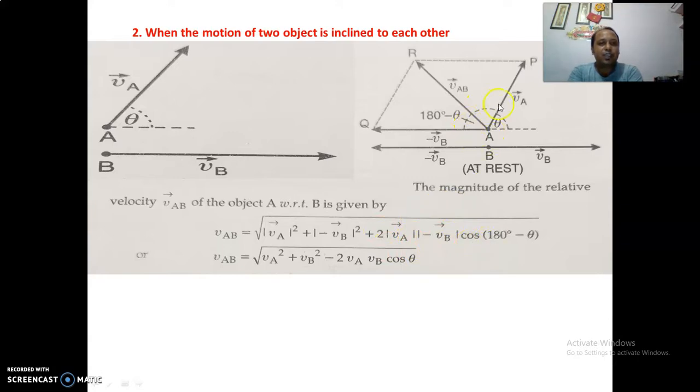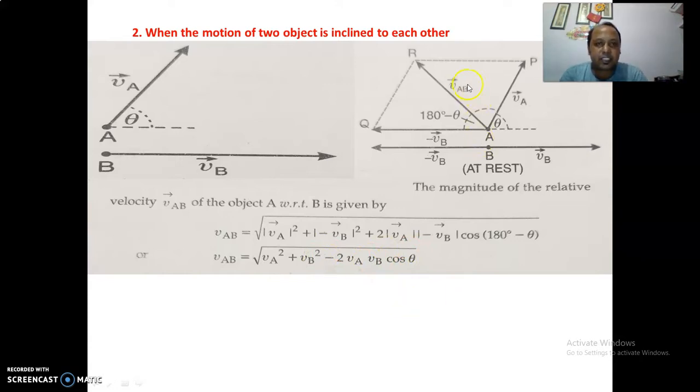Theta is the angle between VA and minus VB, which is 180 minus theta, because this angle is theta, which we have already considered here. So this is 180 minus theta. So here we write cos 180 minus theta, and cos 180 minus theta is minus cos theta. We have taken the magnitudes here, VA vector with modulus, it is written as VA only, minus VB, it's VB only, but cos 180 minus theta is minus cos theta. So that's why a negative sign has come here. So I hope this is very clear to you.